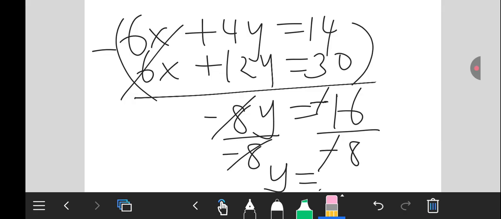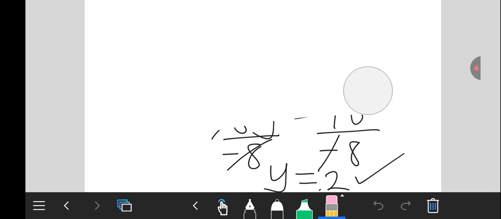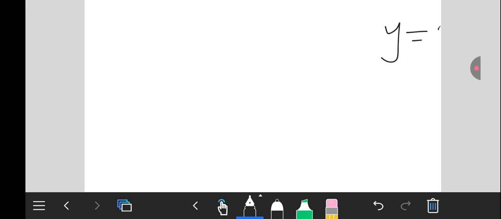Alright, so what we have is 16 divided by 8, that is simply 2. So y is equal to 2. Now let's substitute y in one of these equations. Let me write somewhere: y is equal to 2.